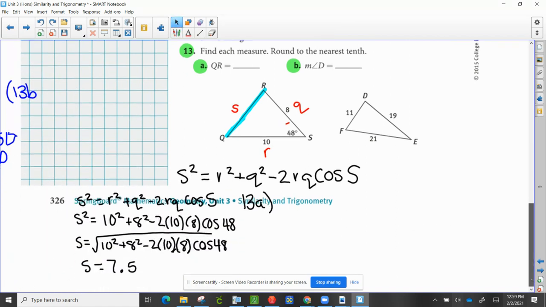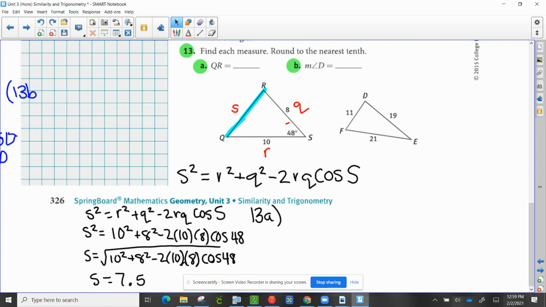Here is the work that I did. I got that s was 7.5, aka QR is 7.5. I set it up using the r and the q, plugged everything in, and did all this in my calculator. If you didn't get that answer, double check what you typed in. You can plug this in first, get s squared, and then square root it to get just s, aka QR.